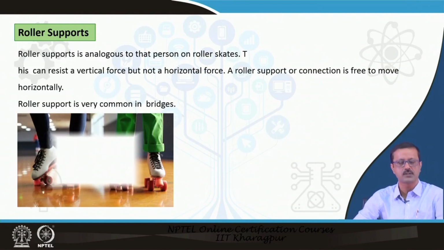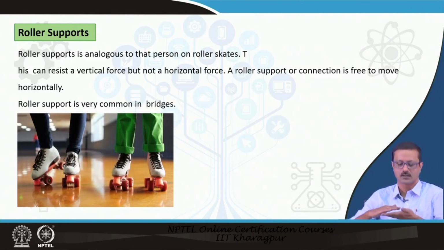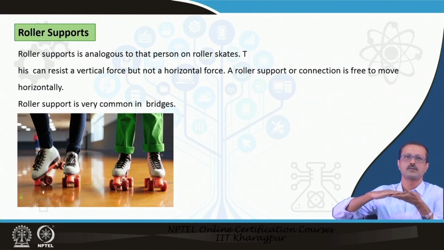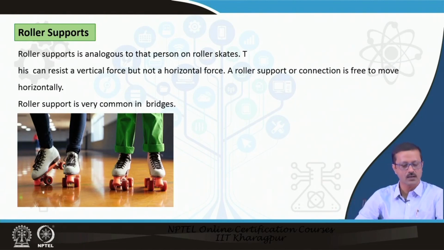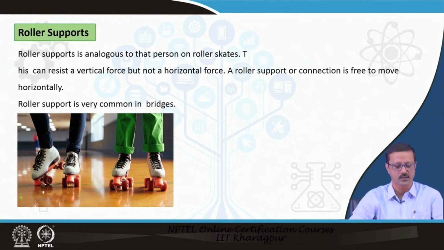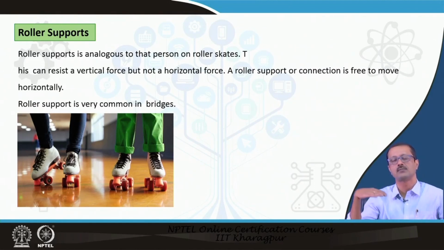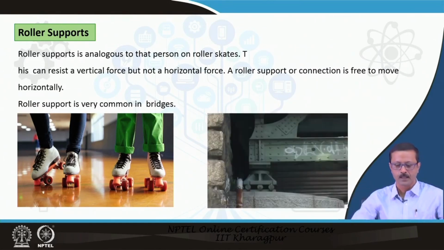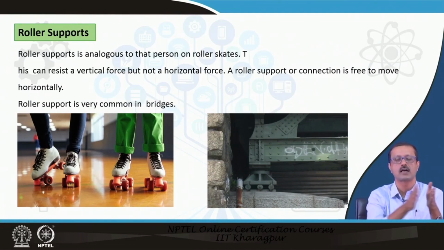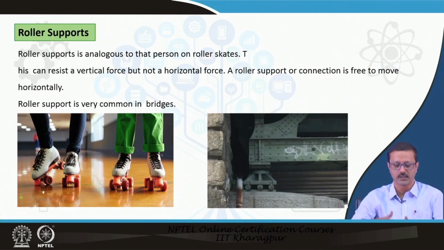The roller support is something like a member placed on a roller or a kind of wheel. It is analogous to somebody in a roller skating ring. So, the support will allow the member to move in particular directions. You see the second photograph is a roller support taken from a bridge, and the roller support will allow some thermal expansion and any kind of dynamic loading. Because of that, it may allow some kind of movement also.